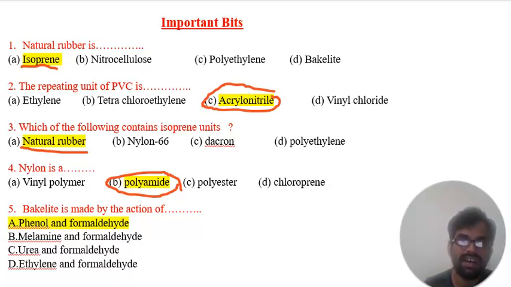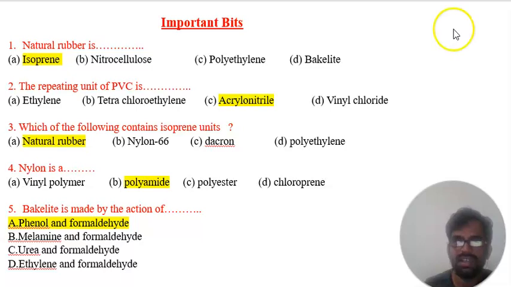Next is the fifth bit, bakelite is made by the action of dash. Here are the four options. Out of the four, A is the right answer: phenol and formaldehyde.